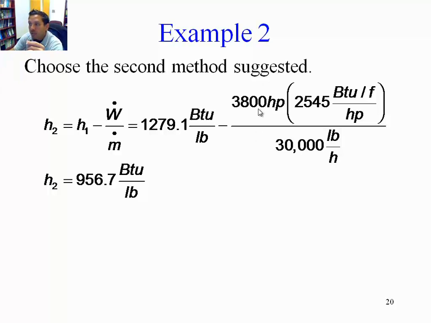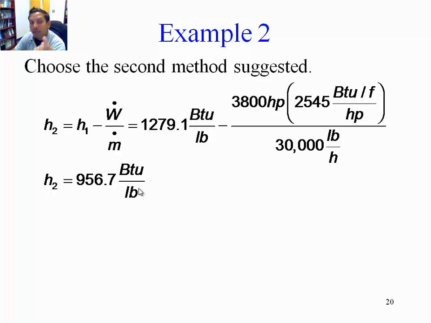The power that was given to us is 3,800 horsepower. We multiply that by 2,545 to turn that into BTU per hour, not BTU, it should be BTU per hour per every horsepower. And we divide by 30,000 pounds per hour. That's the mass flow rate. This will lead to an enthalpy at the outlet of 956.7. That would be the enthalpy of state 2.